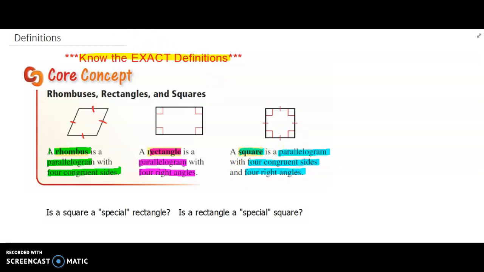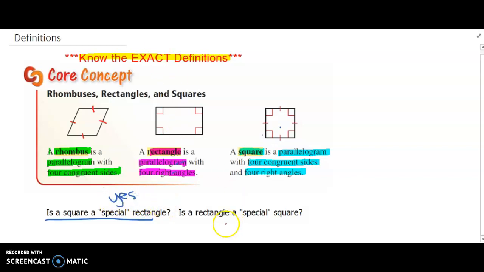So I want you to think about this. Is a square a special rectangle? By definition, is a square a rectangle? Well, yes, it is, because a square is a parallelogram, and it has 4 right angles. So the answer to this question is yes.